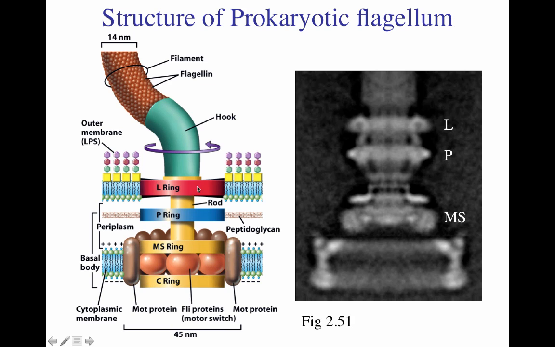To the L ring, you now have an attachment of a structure called the hook. The hook gives the flagellum an initial curve, so the flagellum is not sticking out of the outer membrane completely straight. Now, the flagellum part itself is composed of a very large filament. That filament is about 14 nanometers in diameter, but it could be several micrometers in length.